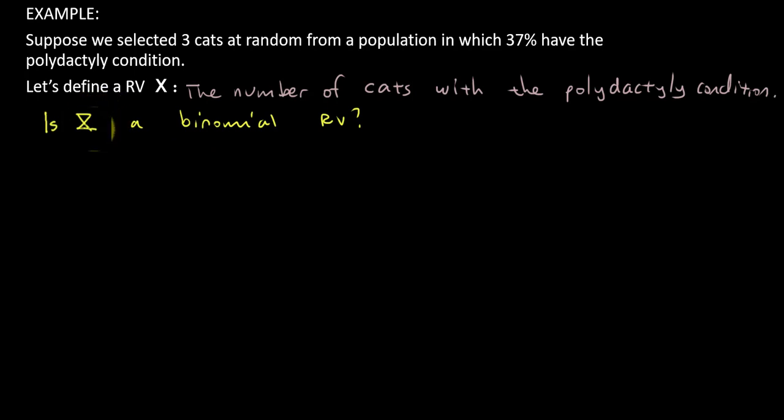Well, let's go through the 4 criteria. Are there 2 possible outcomes? Yes. Either a cat has the condition or a cat does not have the condition. So here a success is a cat with the condition. Next up, what is the probability of this success, and is it constant? Well, the only value for probability that could be possible here is that 37%. So we will call that the success probability and assume that it is constant.